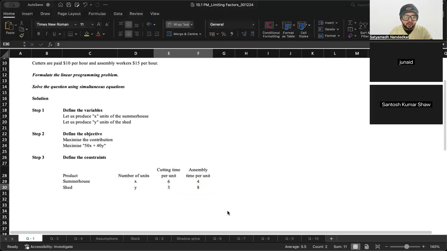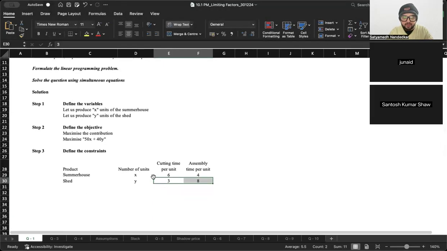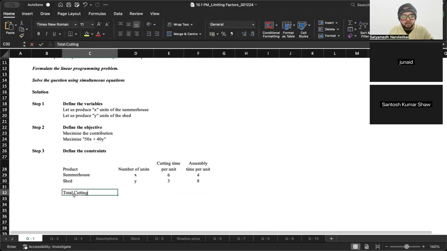for shed. Okay, now what is the total cutting time if I'm making X units of summer house and it takes 6 hours of cutting time, and I am making Y units of the shed and it takes 3 hours of cutting time per unit? What is the total cutting time? Total cutting time is 6x plus 3y. And what is the total assembly time? Total assembly time is 4x plus 8y.